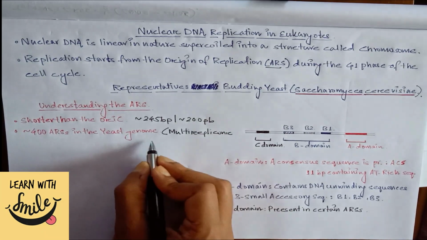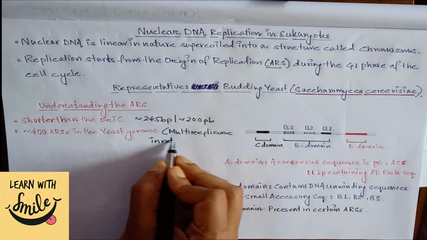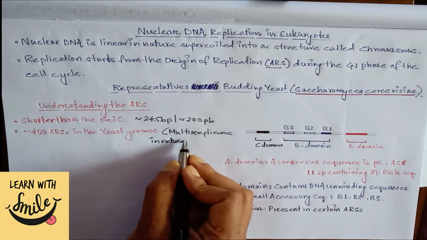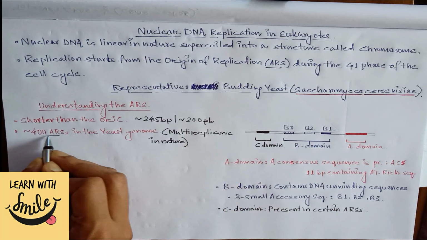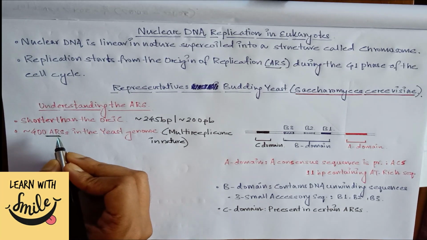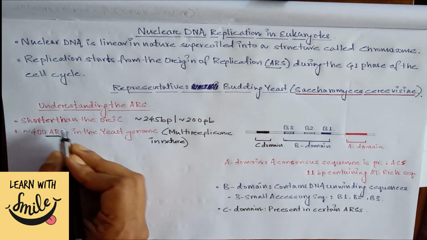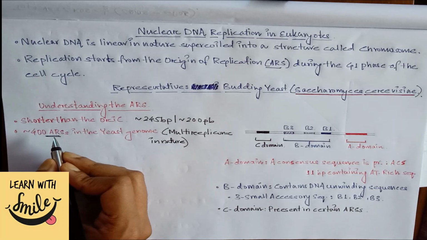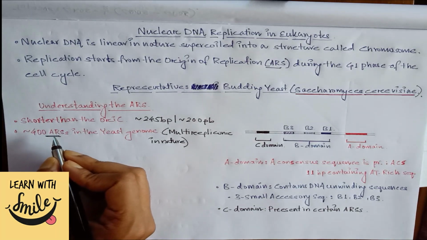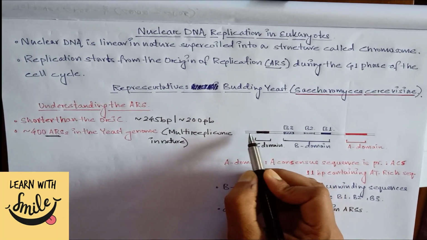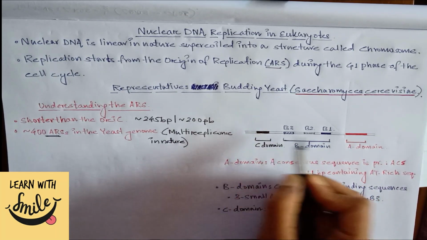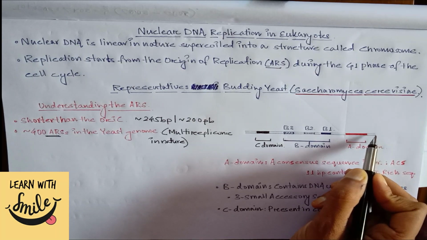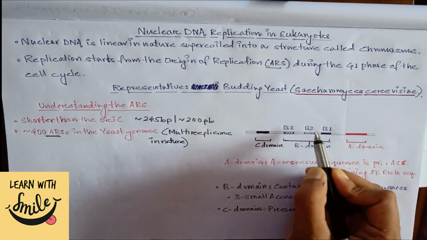Multi-repliconic in nature. That means it possesses more than one independently replicating origin of replication, known as ARS. So, having said so much about the ARS, let us understand the structure of the ARS. Now, this is a very schematic representation of the double-stranded structure of DNA that possesses the ARS.